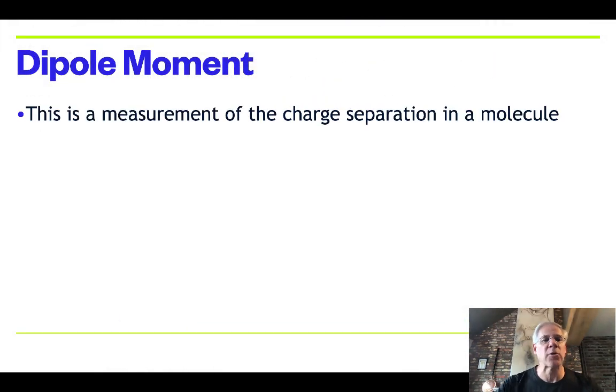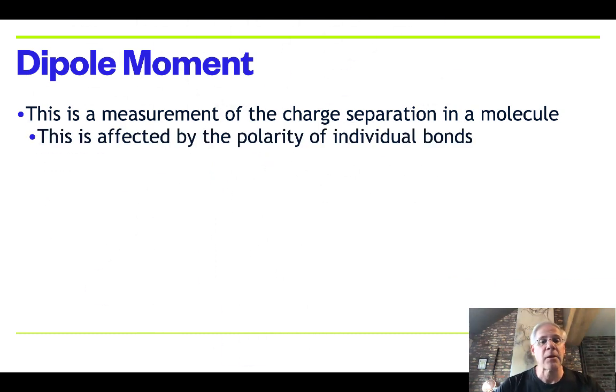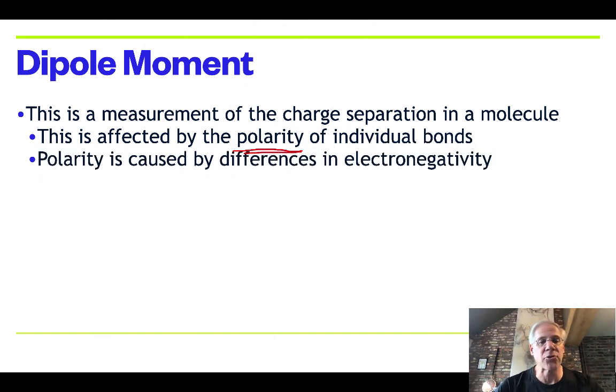So one of the consequences of electronegativity is something that's called a dipole moment. This is a measurement of the charge separation in a molecule. That charge separation is caused by the electrons in a shared bond spending more time around one atom than they do around a different atom. And that dipole moment is affected by something called the polarity of the bonds, and that polarity is caused by a difference in electronegativity.